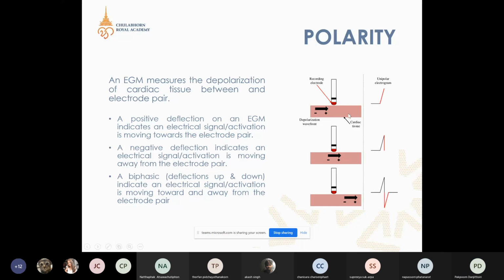But if the electrical signal or activation is moving away from the electrode pair, a negative deflection will appear just like this. If the electrical signal or activation is moving toward and away from the electrode pair, it will show you a biphasic signal like this, okay?